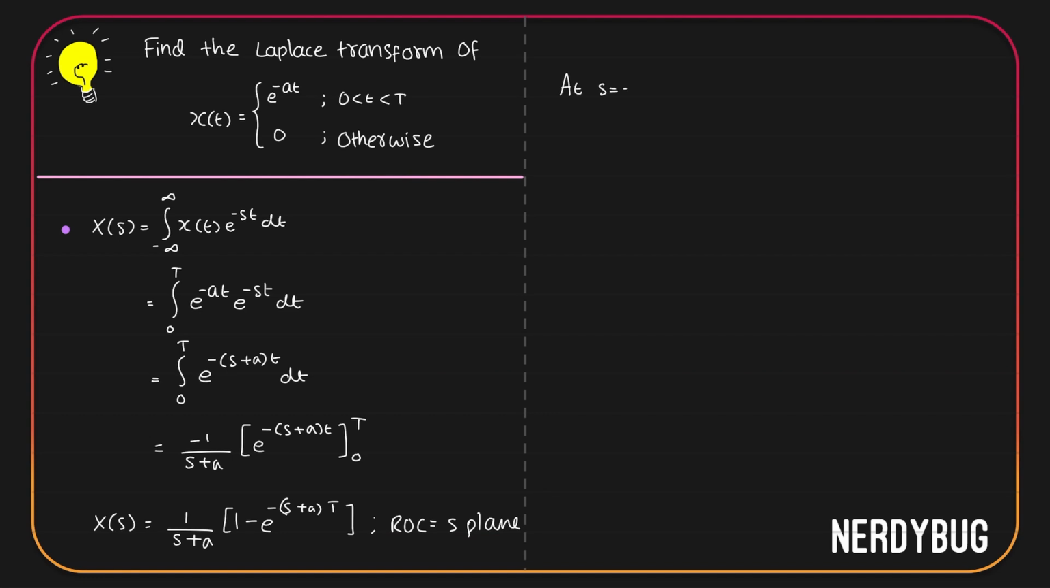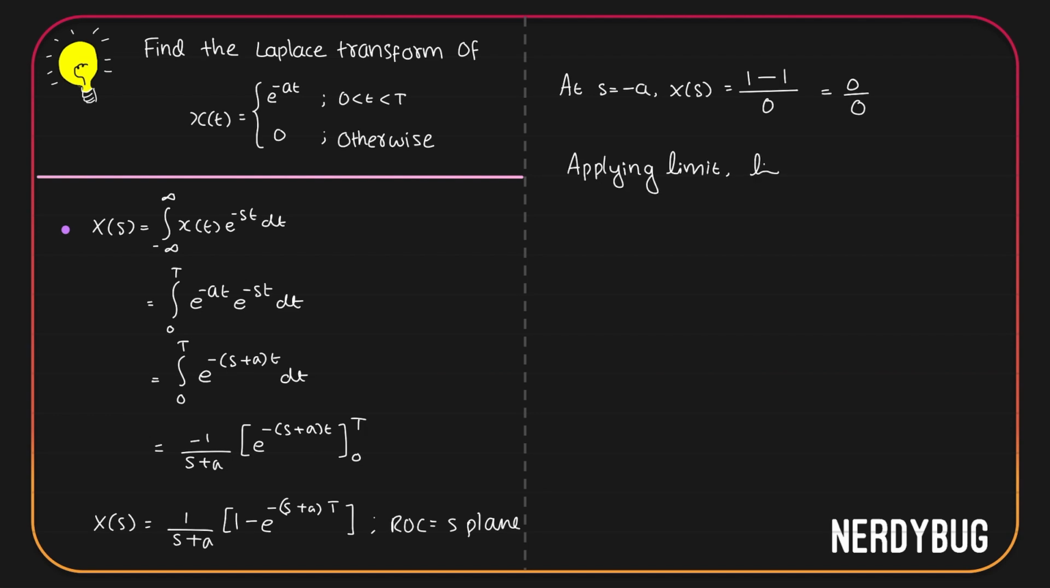At s equal to minus a, X(s) will become like this. The numerator will be 1 minus e^(-(s+a)T), which becomes e^0 because s plus a is 0. So it is 1 minus 1, which is 0, divided by s plus a, which is 0. So this is of the form 0 by 0, which is indeterminate. So we cannot directly give s equal to minus a. We have to apply a limit.